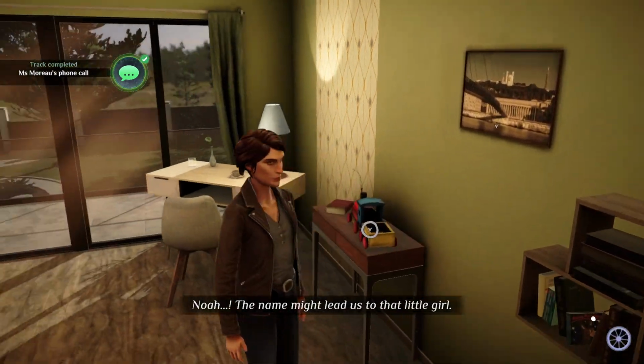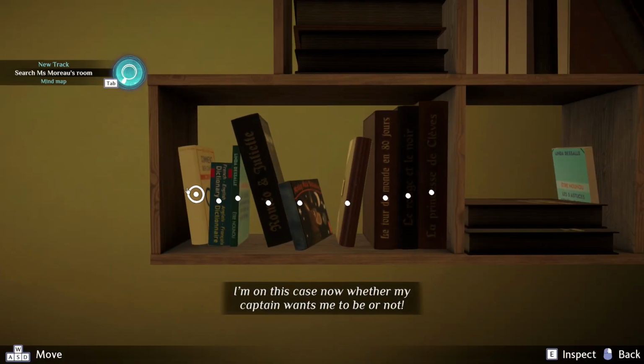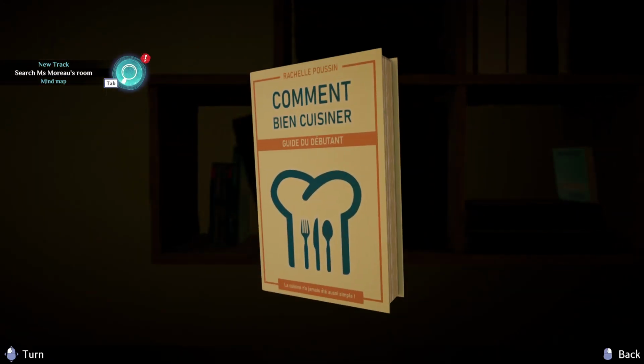Noah. The name might lead us to that little girl. I am on this case now, whether my captain wants me to be or not.